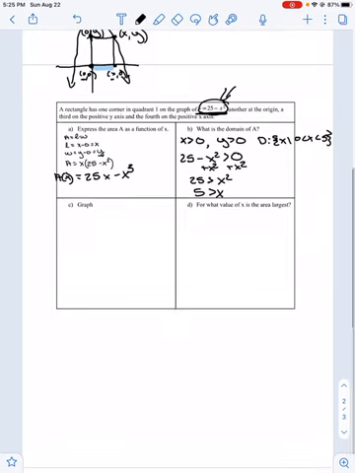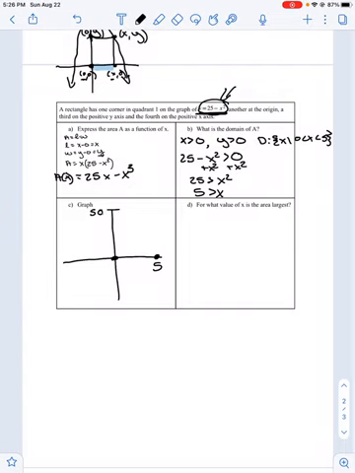And then we're going to graph that equation that we got, the 25x minus x cubed. It goes through here, here, and it has about 50. You can plug this in your graphing calculator and get what the graph looks like.